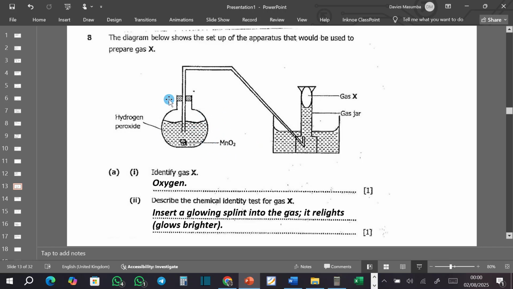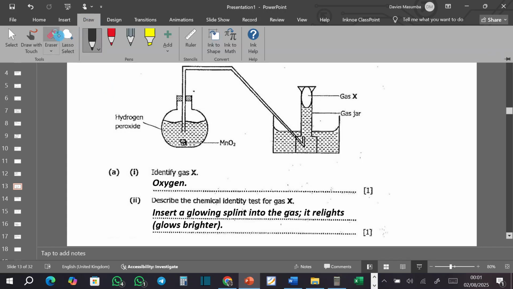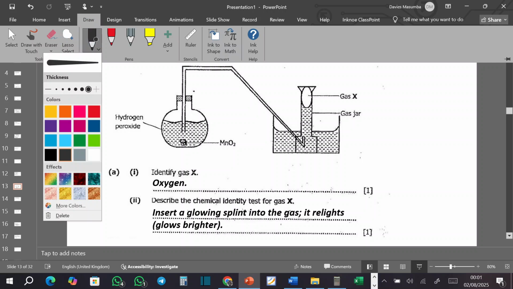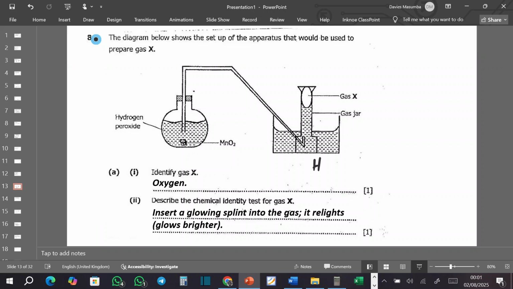Okay, so hydrogen peroxide is used to prepare hydrogen. So the chemical equation is like this. Hydrogen peroxide is H2O2.